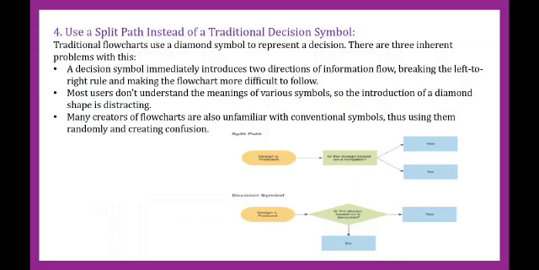Next, the fourth point is use a split path instead of a traditional decision symbol. Traditional flowcharts use a diamond symbol; as we know, the decision symbol uses a diamond shape. Here we have 3 problems with that. First, the decision symbol introduces 2 directions of flow, breaking the left to right rule and making the flowchart more difficult to follow. Another is that most users do not understand the various symbols, so the introduction of a diamond shape is distracting for them.